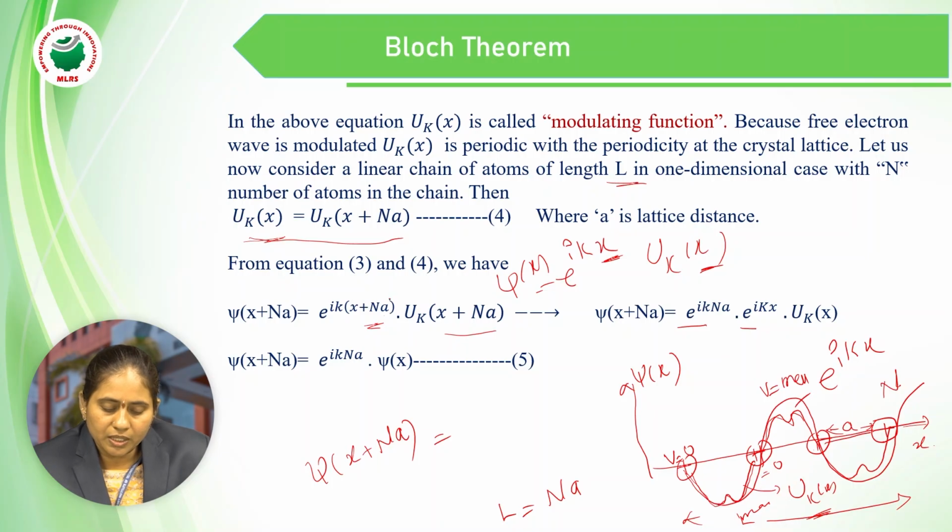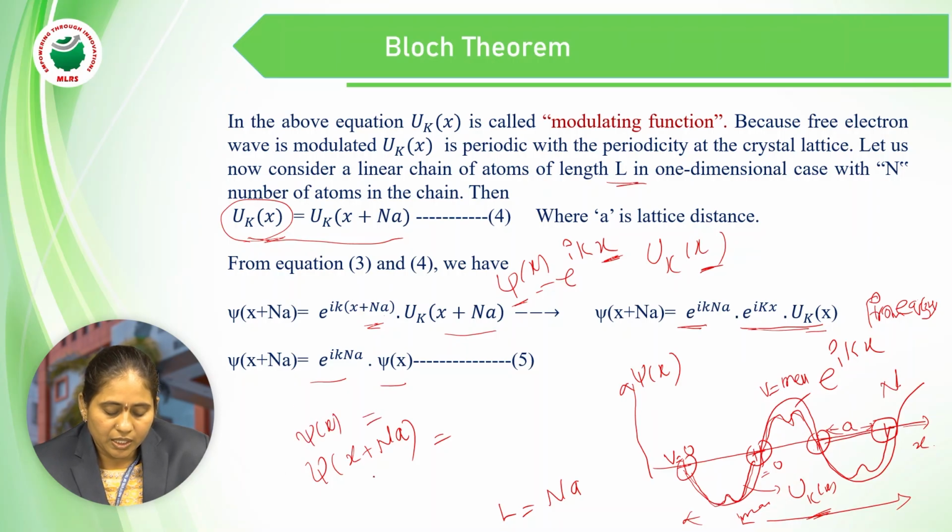Whereas U_k(x + na) is replaced by, again, the modulating function is also periodic, so U_k(x). Next we can simplify this equation like this. Why? Because e power ikna is as it is, and this entire term is again equation 3, which is psi of x. So what did we get?